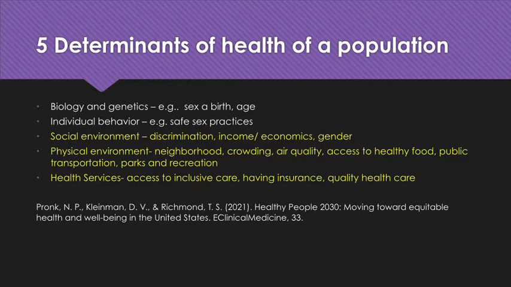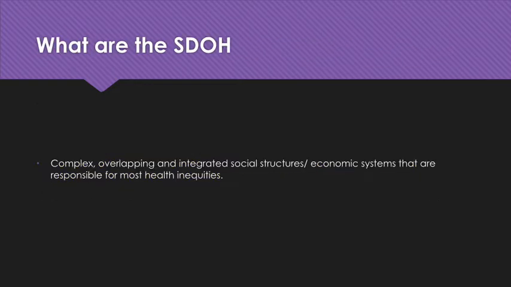The fourth is physical environment, where people are impacted by their neighborhood, things like crowding, air quality, access to healthy food, public transportation, parks and recreation, for example. And the fifth one is health services. So having access to inclusive care, having health insurance, and having access to quality health care. So social determinants of health are really complex, overlapping, and integrated social and economic structures that are responsible for most health inequities.